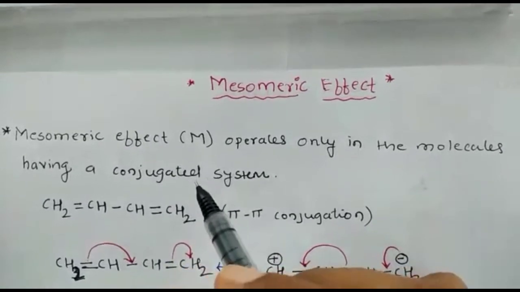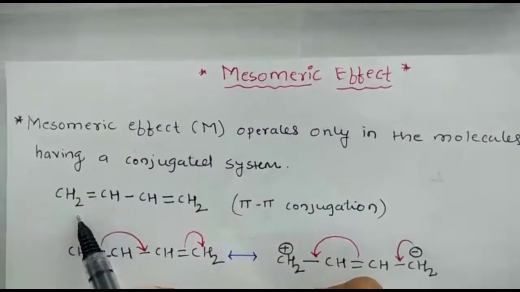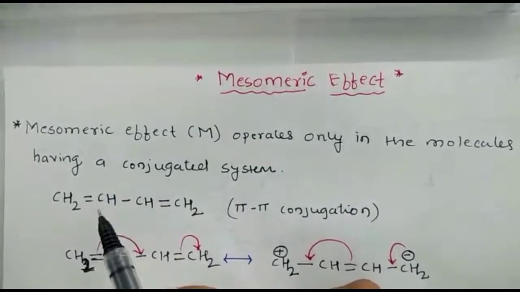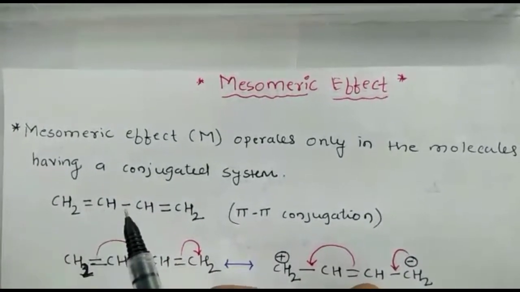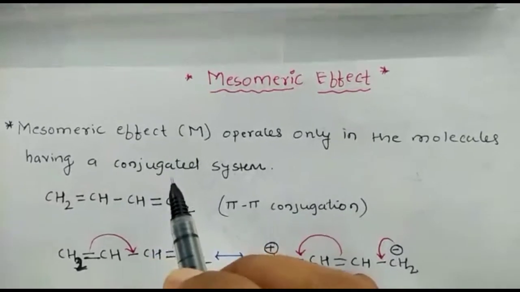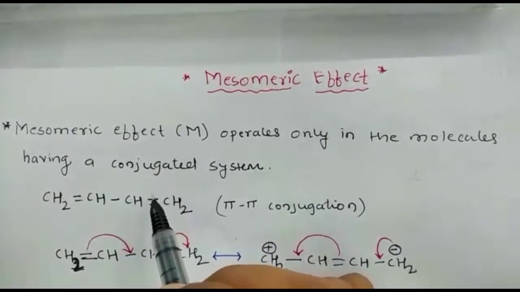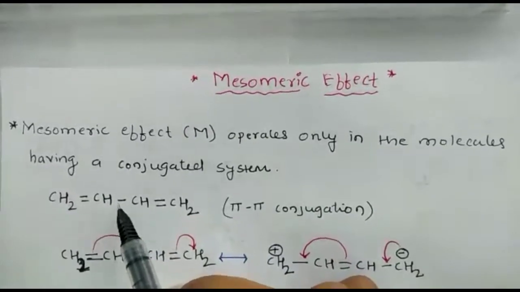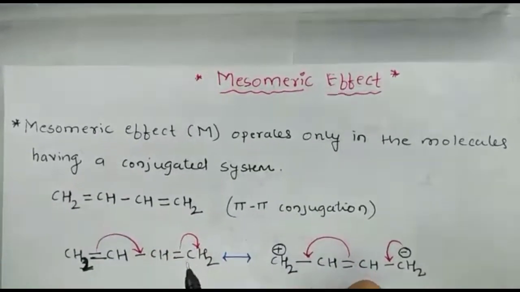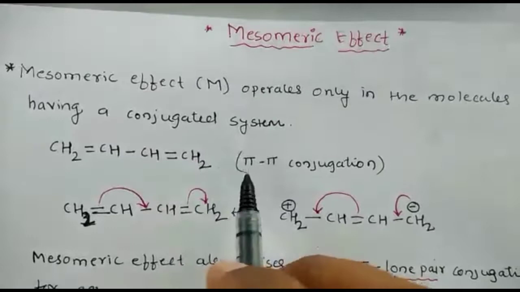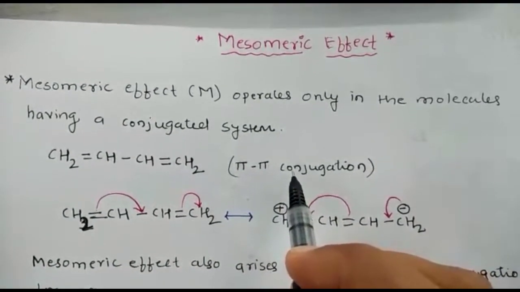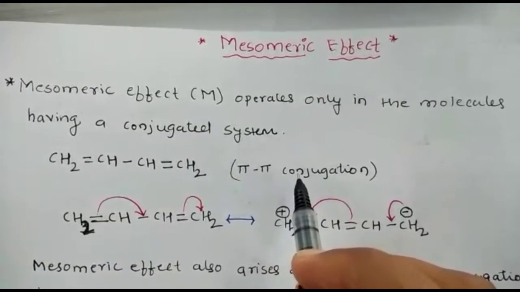So what do we mean by a conjugated system? Any organic compound which contains alternate double and single bonds, only in that compound does the mesomeric effect arise. In a double bond, one is a sigma bond and the other is a pi bond, followed by a sigma bond, pi bond and sigma bond. In that case there is a pi conjugation. This effect is also called the conjugative effect, or the resonance effect.